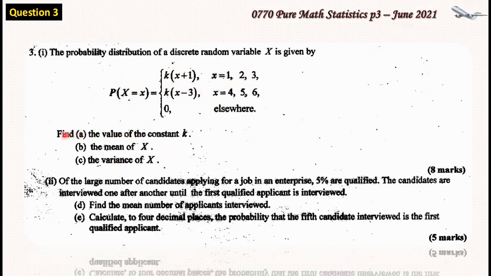From this, they're asking us to find A, the value of the constant k; B, the mean of x and the variance; and part 2: of a large number of candidates applying for a job in an enterprise, 5 are qualified. The candidates are interviewed one after the other until the first qualified applicant is interviewed. D, find the mean number of applicants interviewed. And E, calculate to 4 decimal places the probability that the 5th candidate interviewed is the first qualified applicant. Let's dive into the solution to this problem.